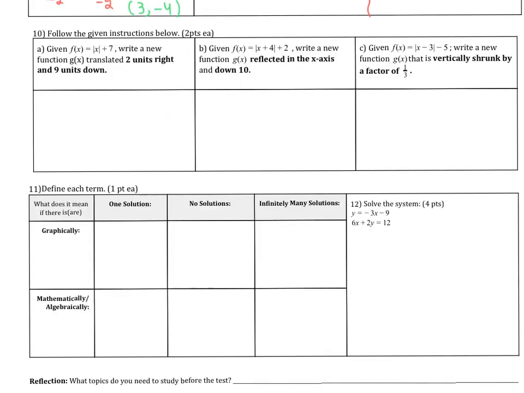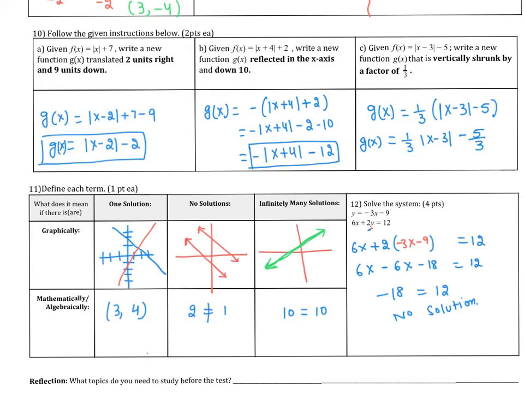Now let's just do number 10 and number 11. Number 10a. Given f(x) equals absolute value of x plus 7, write a new function g(x) translated 2 units right and 9 units down. So 2 units right means that you're going to subtract 2 inside the function, and down means you're going to subtract the 9 outside of the function.